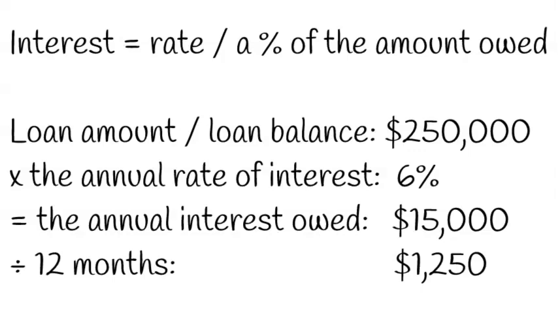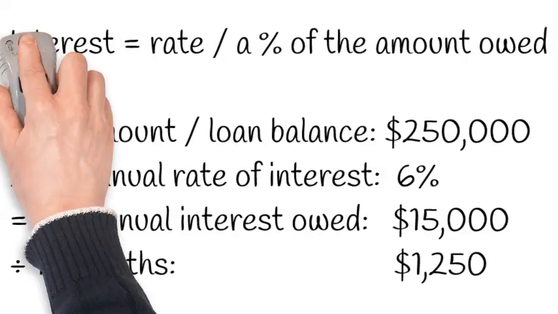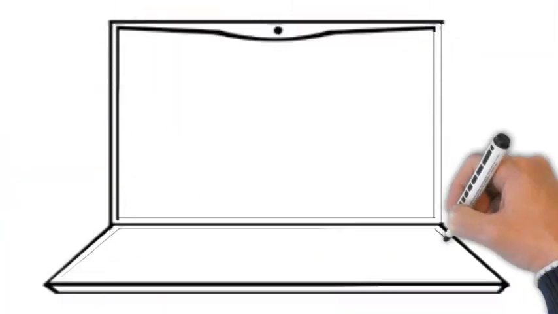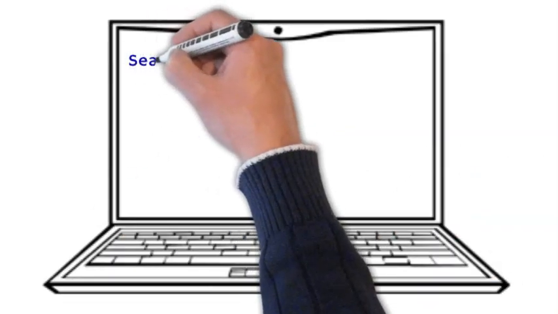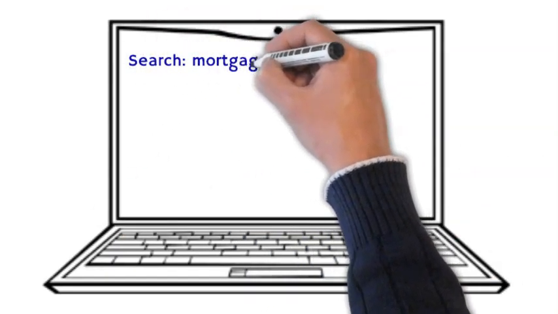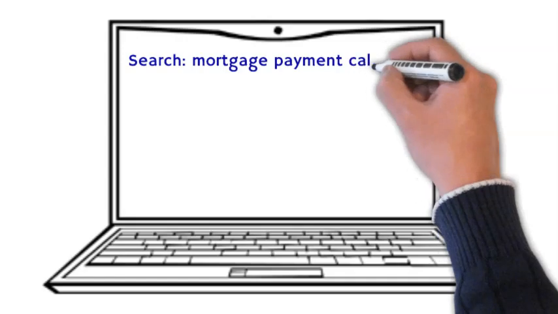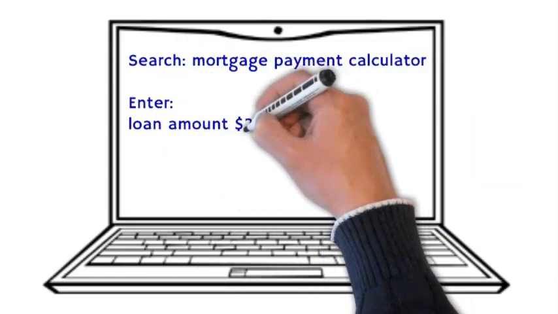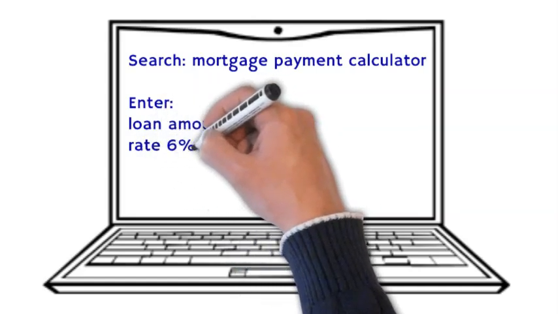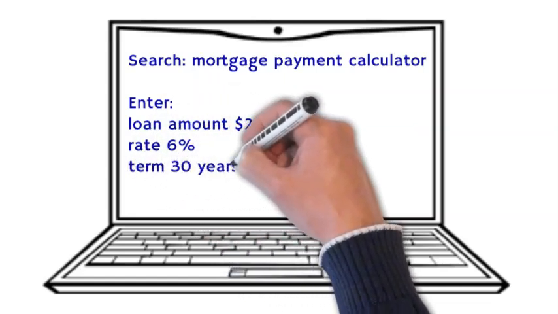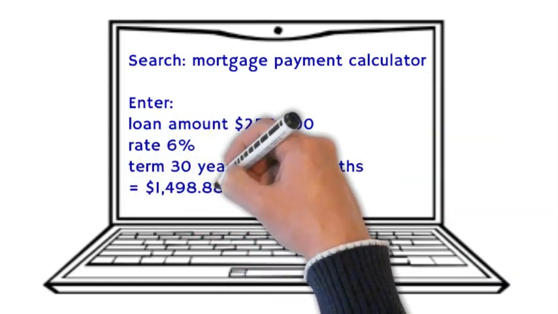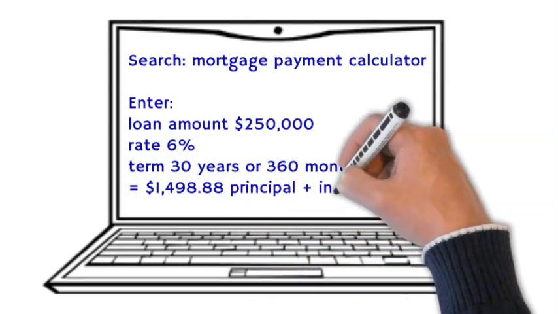The formula to calculate interest is simple. However, the formula to calculate your full monthly mortgage payment is complex. The easiest way to solve would be to search for Mortgage Payment Calculator and enter the loan amount, interest rate, and loan term. This will give you your full monthly mortgage payment of both principal and interest.